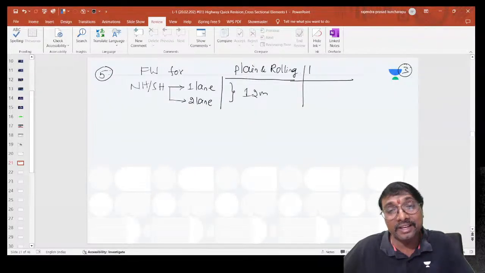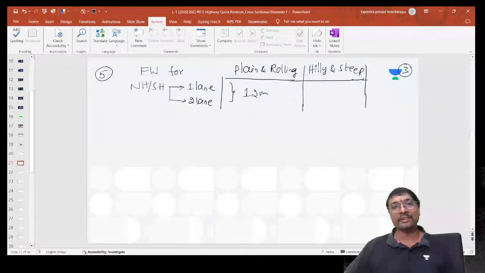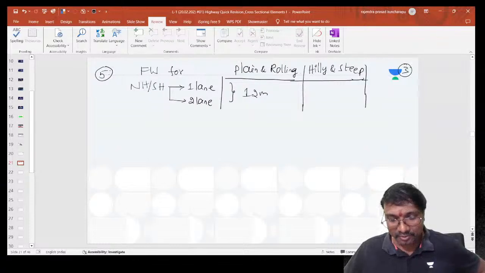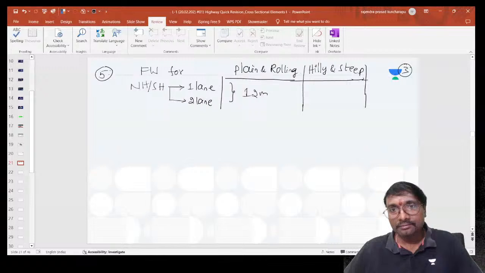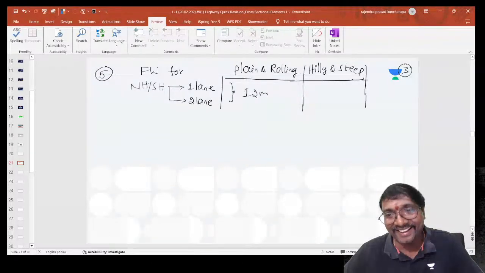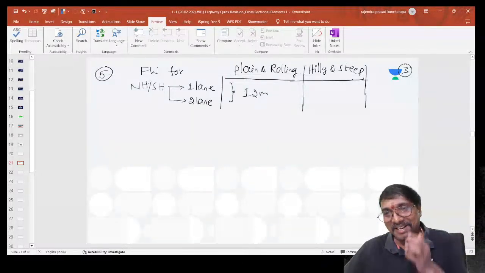And if it is hilly, or mountainous and steep terrain, what do you have? Tell me. What will the formation width be for single lane and double lane? What are these values? Tell me, everyone. Anybody remembered? Hello? Anybody remember the formation width values for hilly and steep terrain? Single lane and two lane, national highway and state highway. Anyone? Forgot? Arey yaar, did you forget so fast? Somebody?